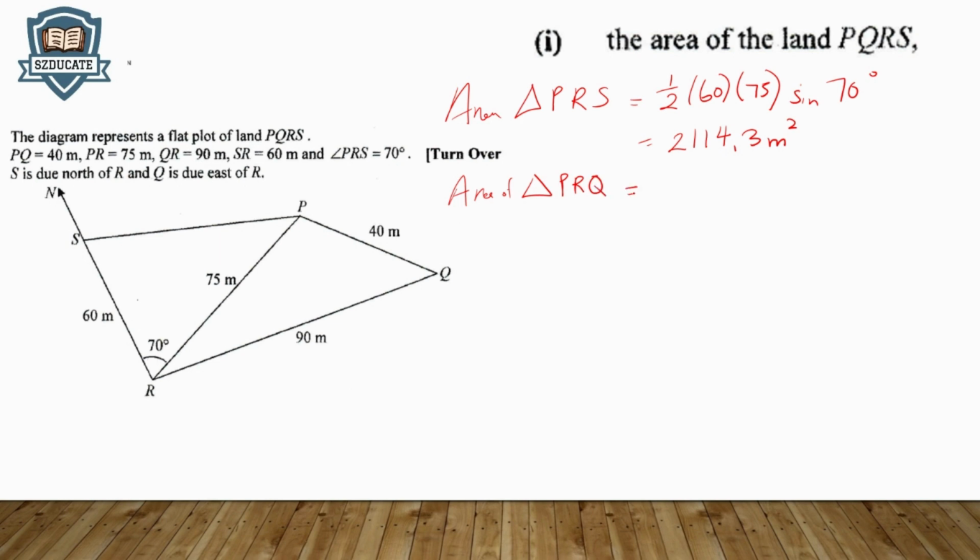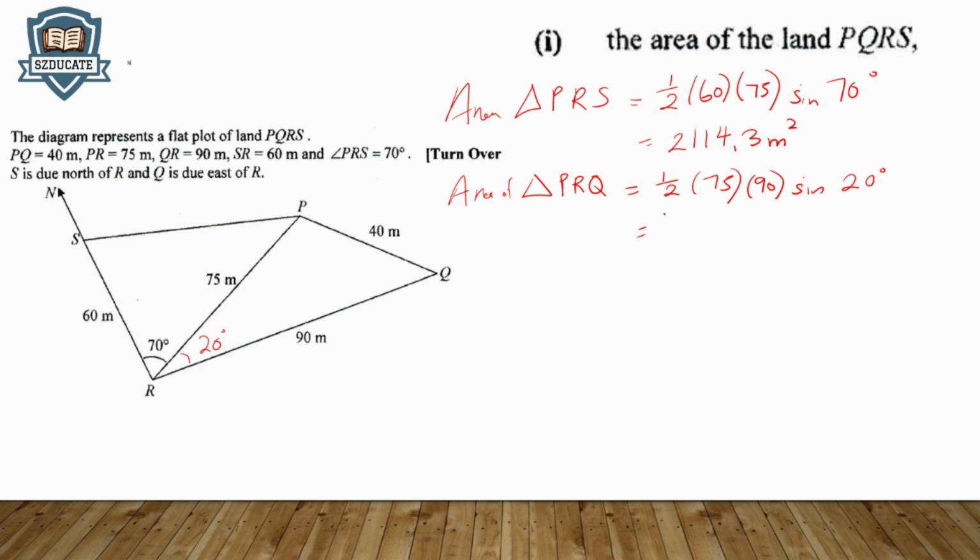Next part, area of triangle PQR. Half times 75 times 90 times sine. Oops, we don't have this angle. No, actually we do, because earlier on you read S is due north of R, Q is due east of R. So it's perpendicular. That means it's 90 degrees. 90 degrees minus 70 degrees will give you 20 degrees.